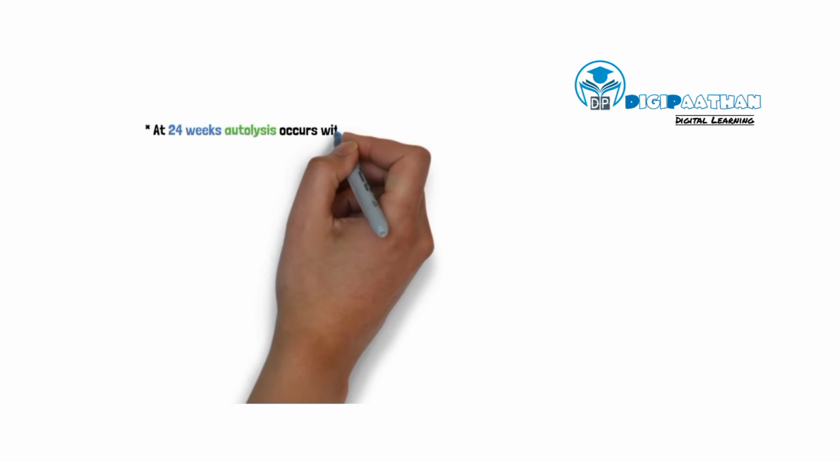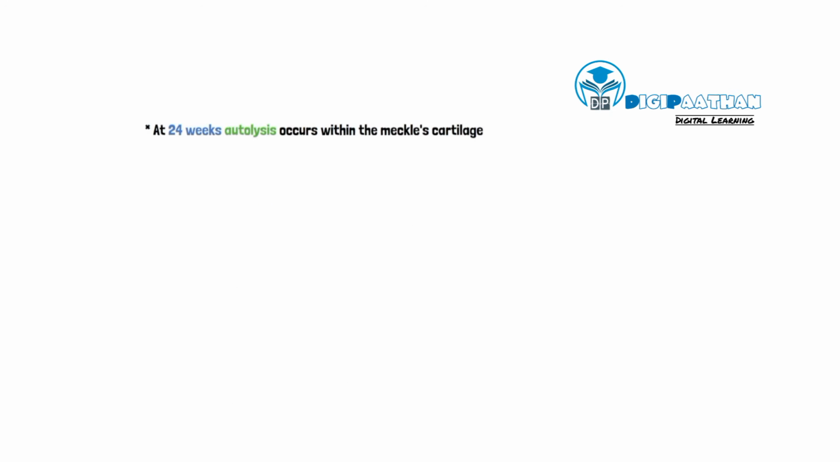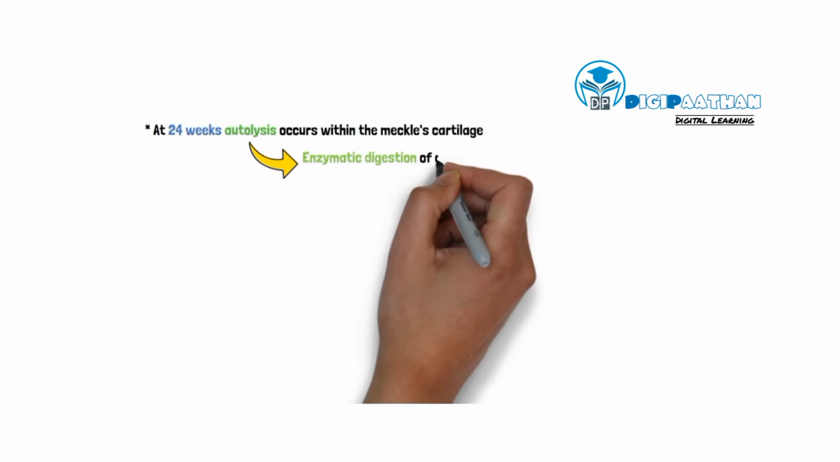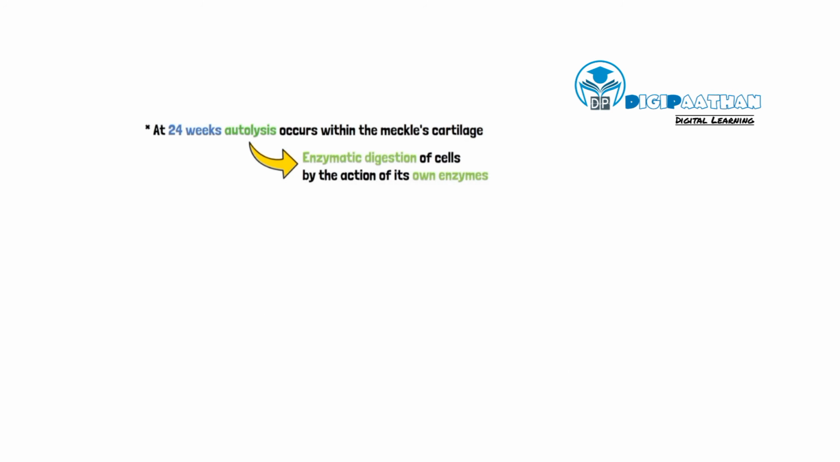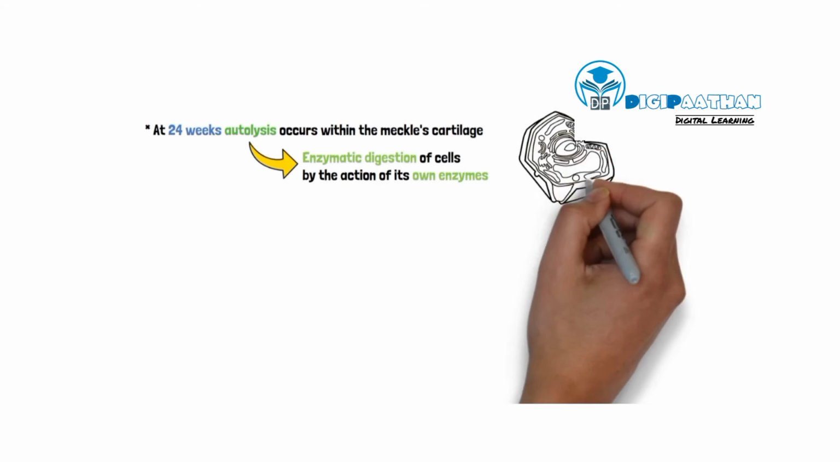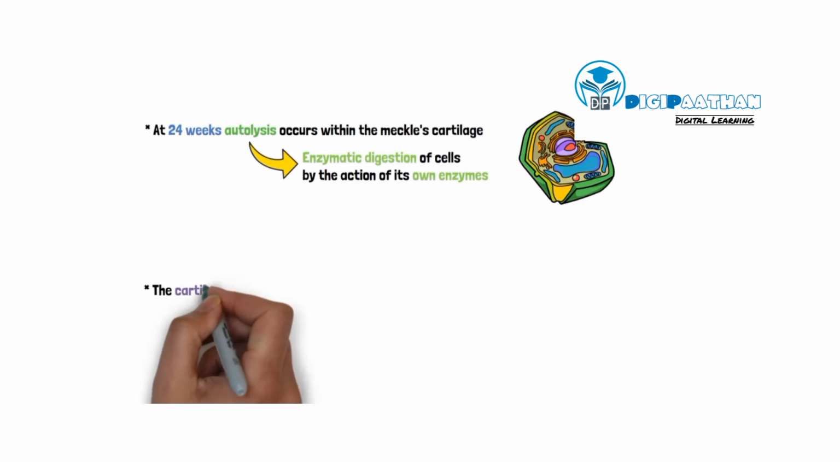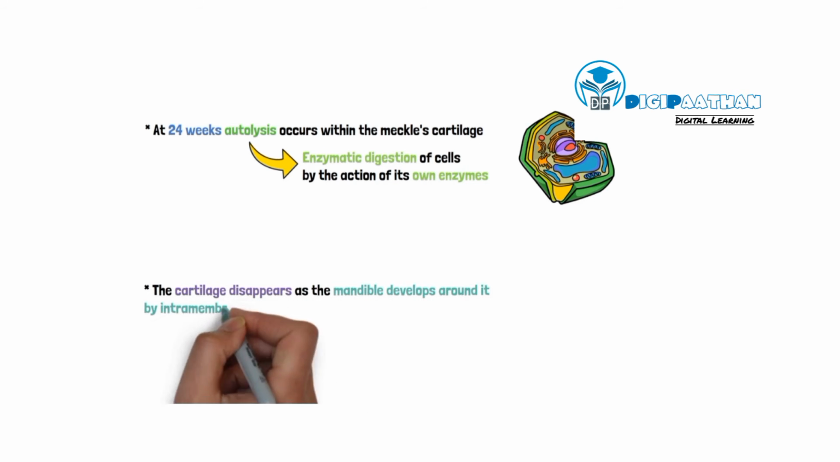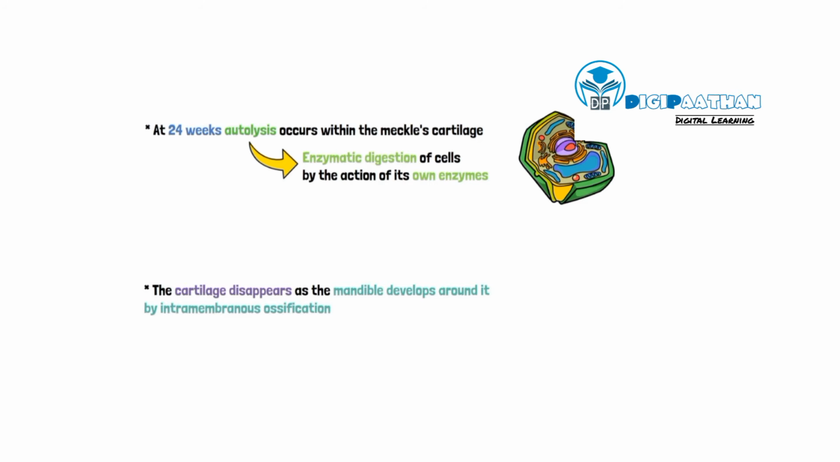Then at around 24 weeks, autolysis occurs within the Meckel's cartilage. Autolysis is basically an enzymatic digestion of the cells by their own enzymes. So the cartilage is now going to disappear, and the mandible is going to develop around it by intramembranous ossification.